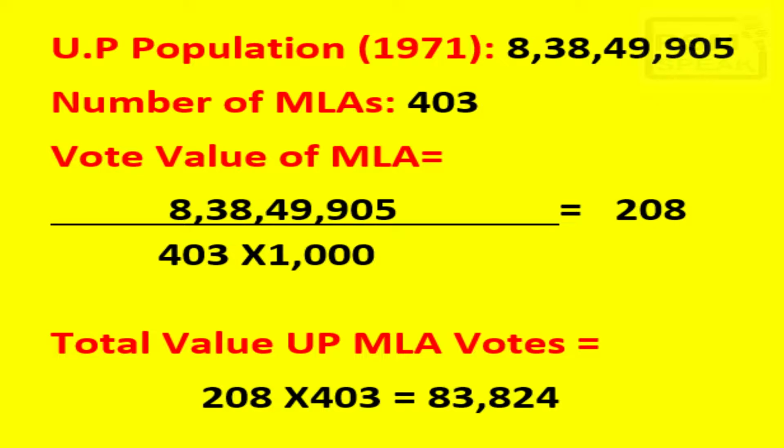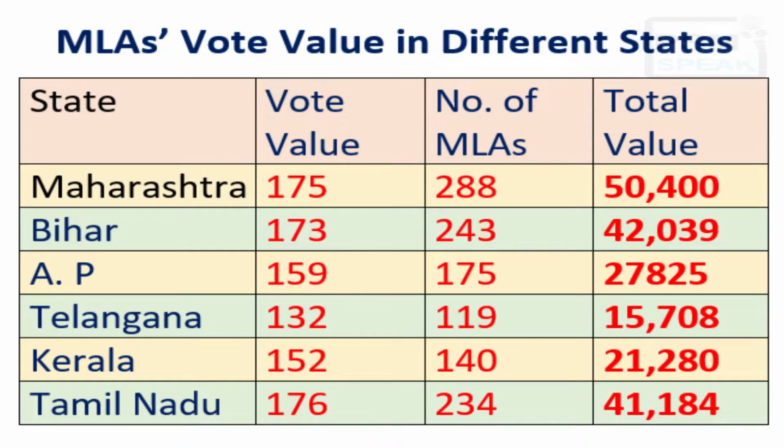Since there are 403 MLAs in the state, 208 is the value of each MLA, then the total value of the MLA votes from Uttar Pradesh is 83,824. It is very clear that because the population and number of MLAs is not the same in all the states, the value of each MLA differs from state to state. For instance, the value of an MLA vote in Maharashtra is 175, where there are 288 MLAs and 50,400 is the total value of the votes.